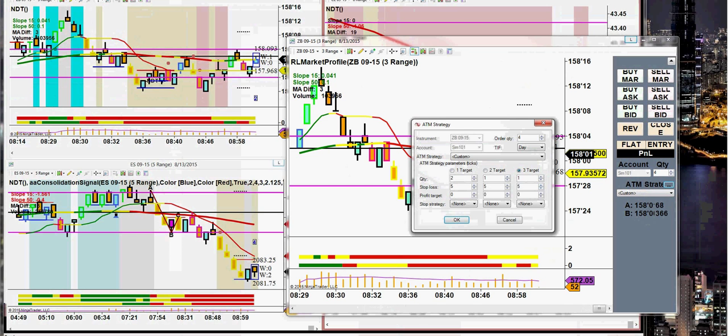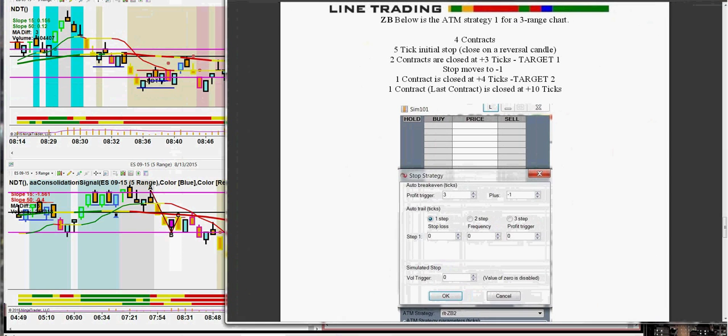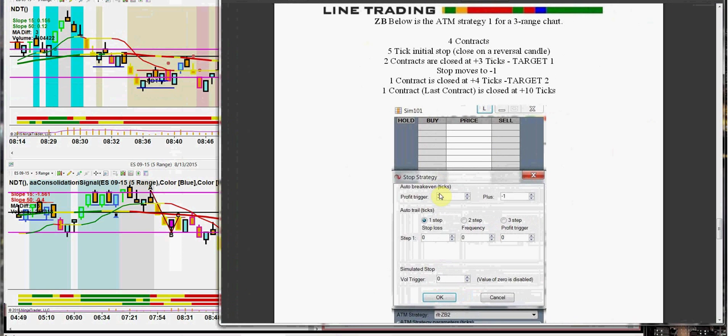Alright, and it looks like 2 contracts are closed at 3 ticks in profit. Then this one's closed at 4 ticks in profit. And this one's closed at 10 ticks in profit. And it looks like they have a stop strategy here.